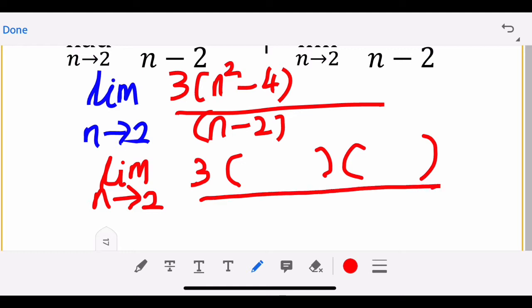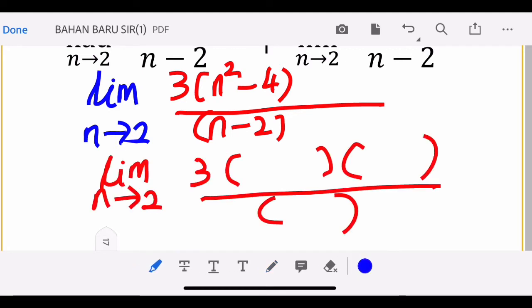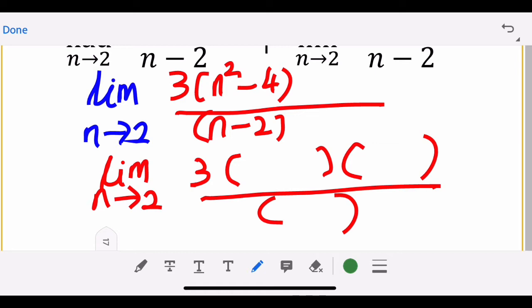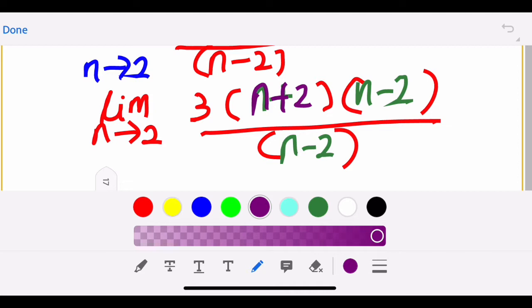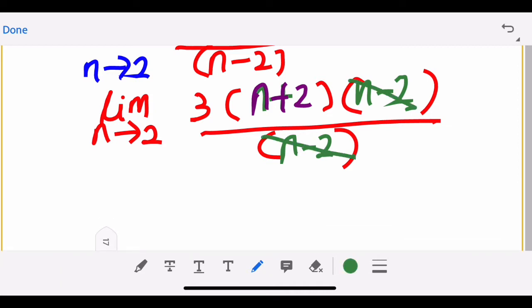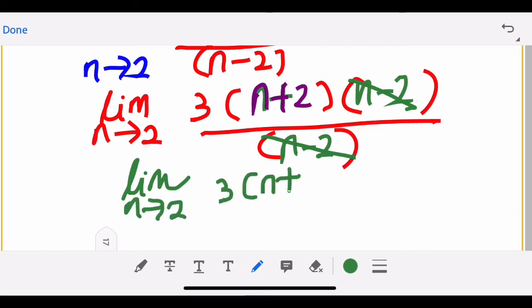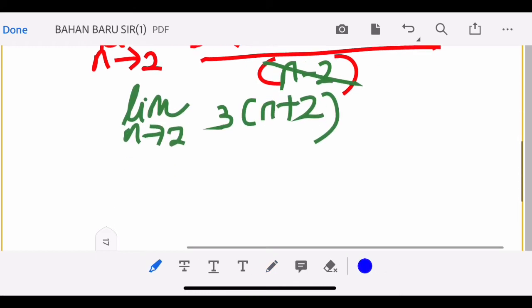So how you do is like this. You see your denominator is n minus 2, right? So I'm sure you want to cancel this one. So you can actually write n minus 2 on top. Then only you factorize. Remember, a squared minus b squared is (a plus b)(a minus b). So n squared minus 4 is n squared minus 2 squared, so it's (n plus 2)(n minus 2). So I cancel out the n minus 2. So finally, I will simplify the limit and it approaches 3(n plus 2).